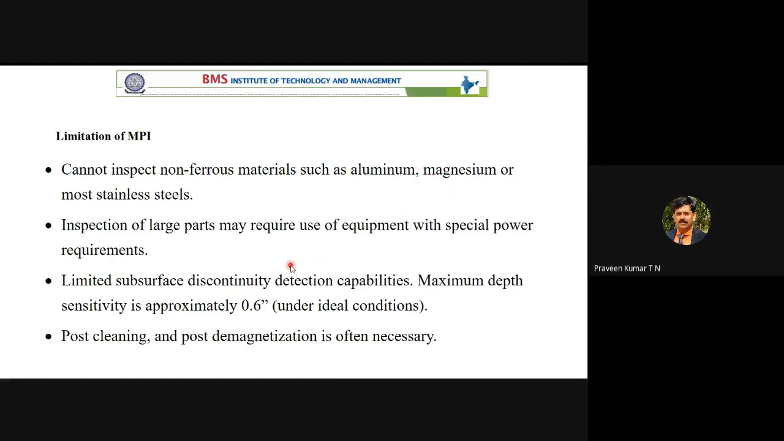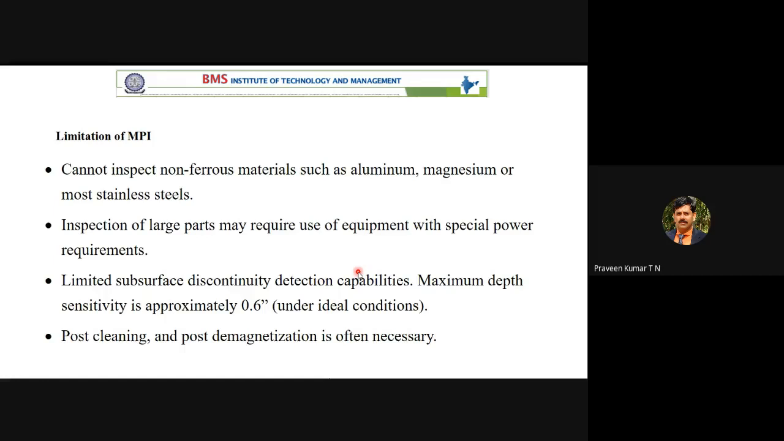If the component is very large, then you cannot use your ultrasonic flaw detector, but you can use magnetic powder testing. It has limited subsurface discontinuity detection possibility. If there is a defect at the surface level, we can find it from this. Maximum depth sensitivity is around 0.6 inch. If the crack is present below a depth of 0.6 inch, then it is very difficult. Sometimes it may detect, sometimes it may not. If the defect is at a depth less than 0.6 inch, then it will detect.